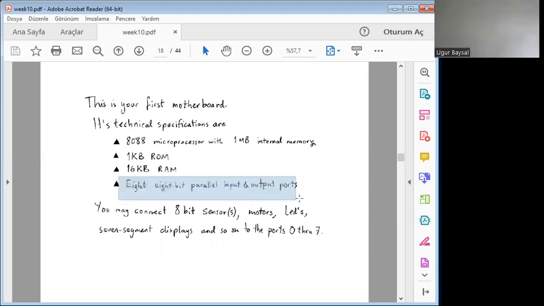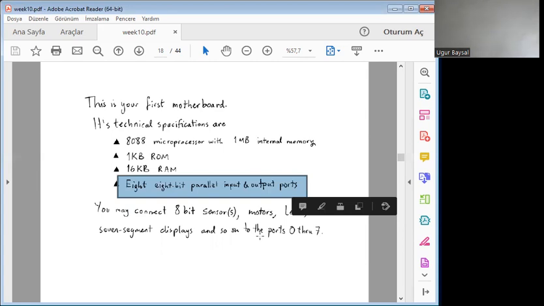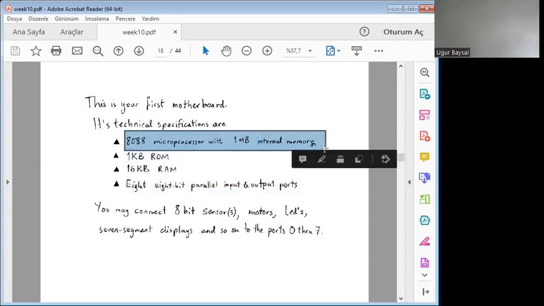And 8 ports, each having 8 bits width. So a total of 64 output pins could be possible, and this was also shown last week by introducing the 8255 and 64-bit output port examples in week number 9 of the lecture material.